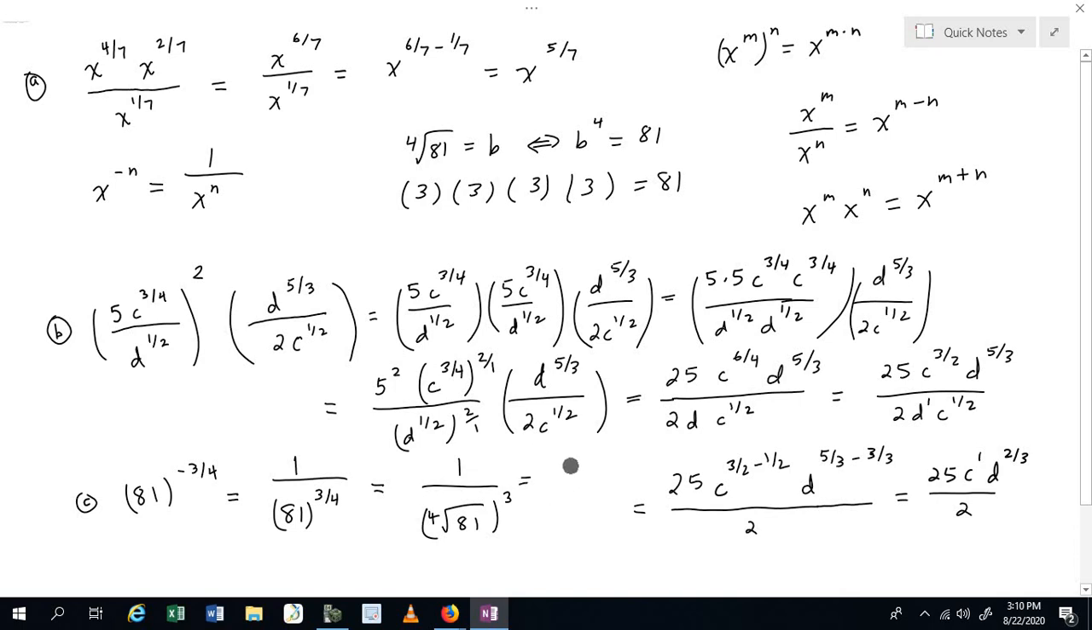So this is 1 over 3 cubed. Okay, and then 3 cubed is 27, so this is 1 over 27.